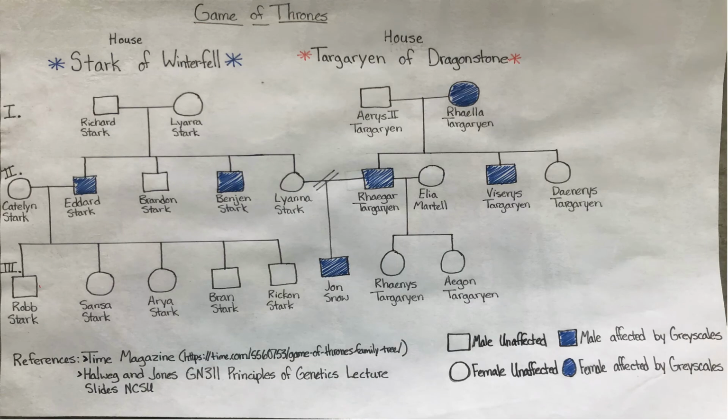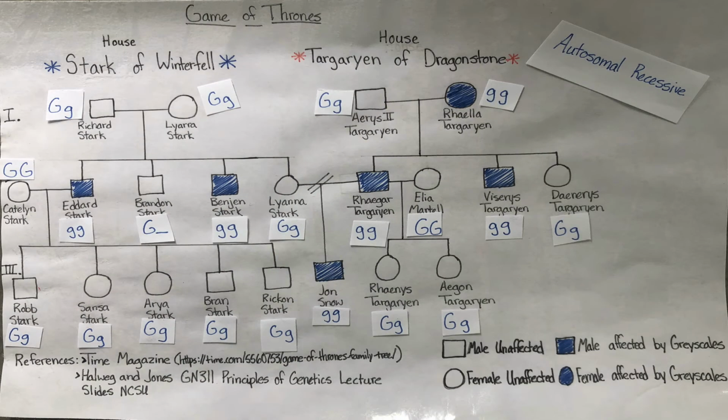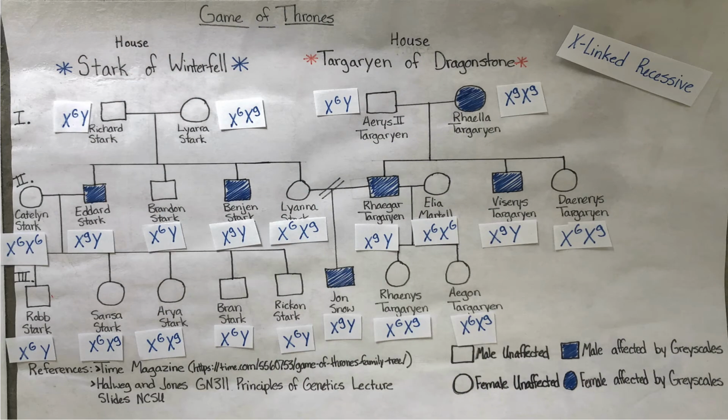Now that we have the basic knowledge, it's time to examine the Game of Thrones pedigree. The trait being displayed is grayscales. These genotypes show how the trait could be autosomal recessive. These genotypes show how the trait could be X-linked recessive.